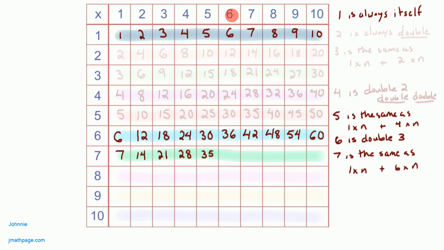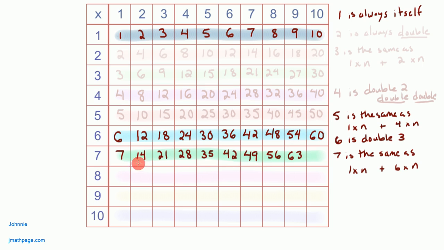7 times 6, same as 1 times 6, plus 6 times 6. 6 plus 36 gives us 42. 7 times 7, the same as 1 times 7, and 6 times 7. 7 plus 42 gives us 49. 7 times 8, same as 1 times 8, plus 6 times 8. 8 plus 48 gives us 56. 7 times 9, the same as 1 times 9, plus 6 times 9. 9 plus 54, that gives us 63.